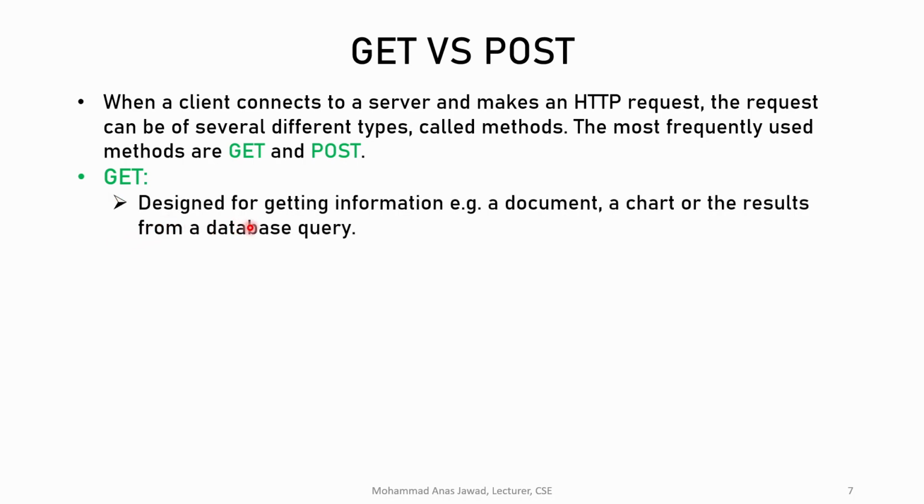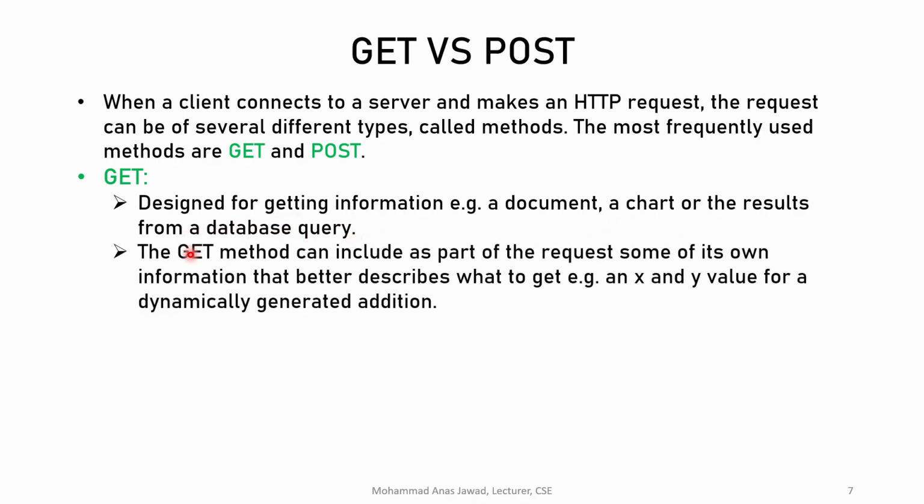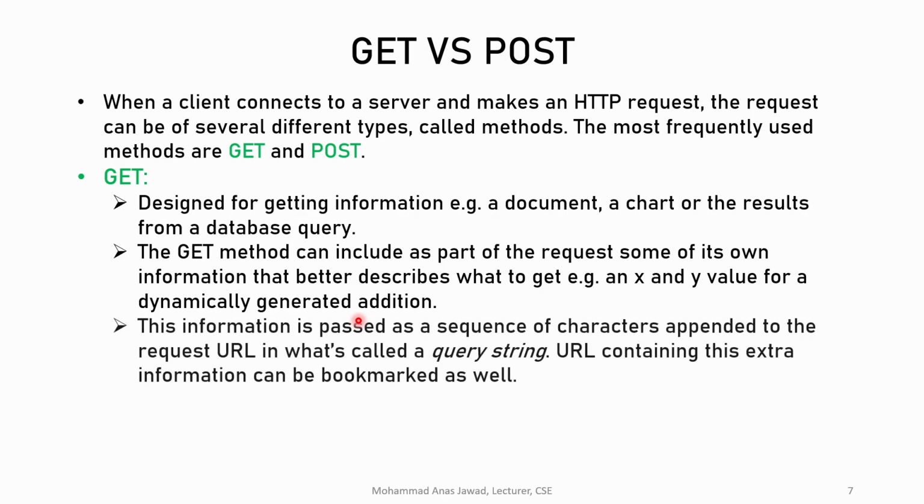Get method is designed for getting information, for example, a document, a chart, or the results from a database query. The get method can include as part of the request some of its own additional information that better describes what to get. For example, an X and Y value for a dynamically generated addition, right? This information is passed as a sequence of characters appended to the request URL in what is called a query string. A URL containing this extra information can be bookmarked as well.